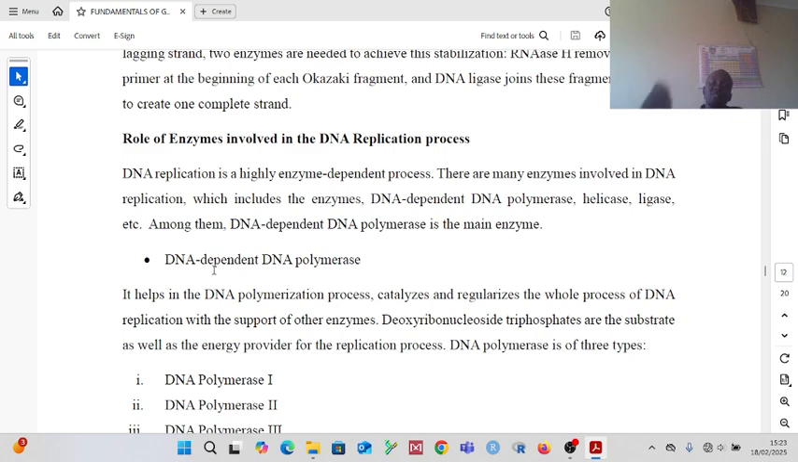But it is DNA dependent because it depends on a DNA sequence. It depends on the template, the DNA template, the single strand, either the lagging or the leading strand, for it to function. So that's why we call it DNA dependent DNA polymerase. That is the enzyme responsible for elongation, for adding nucleotides, creating the new strand.